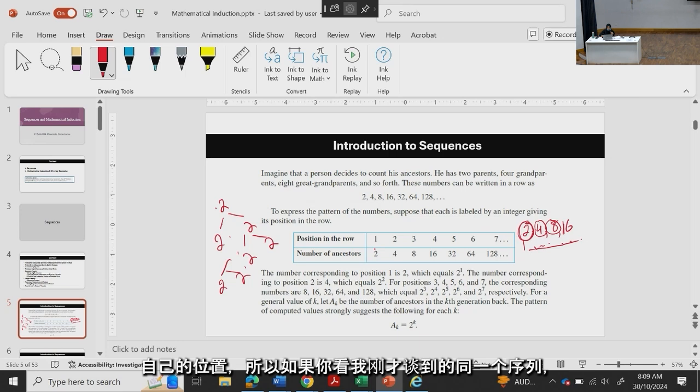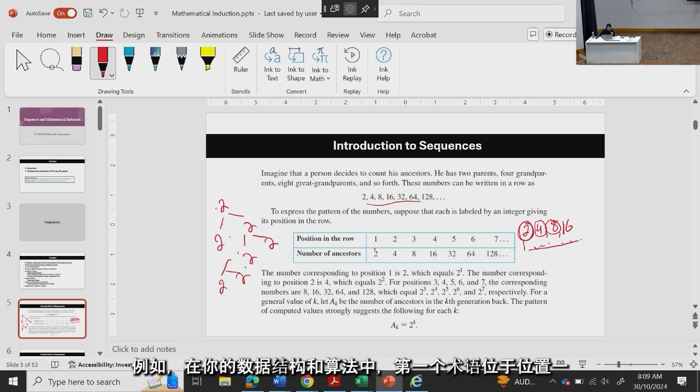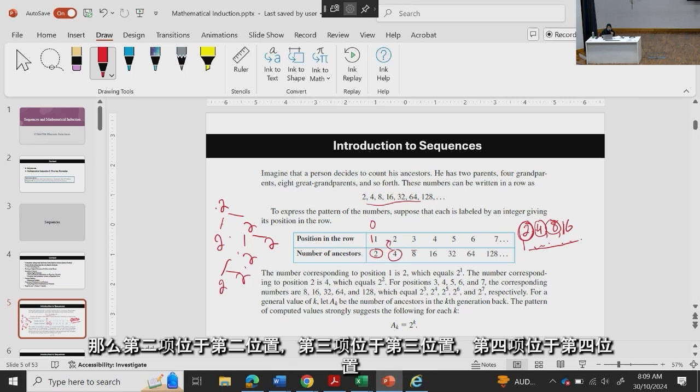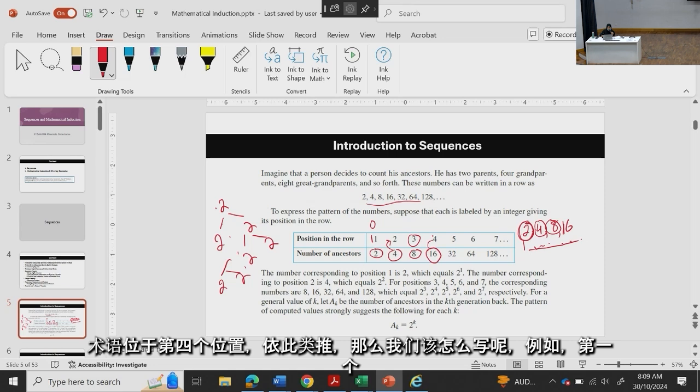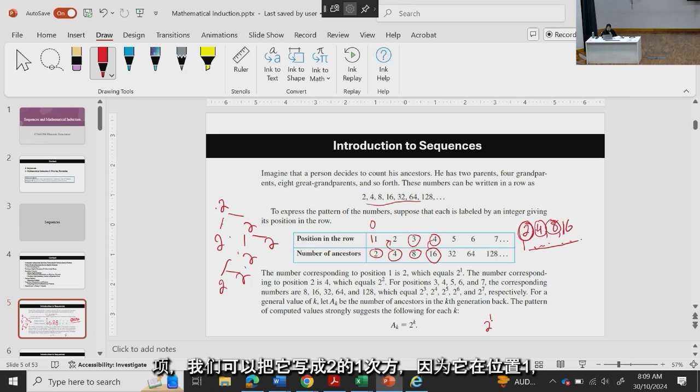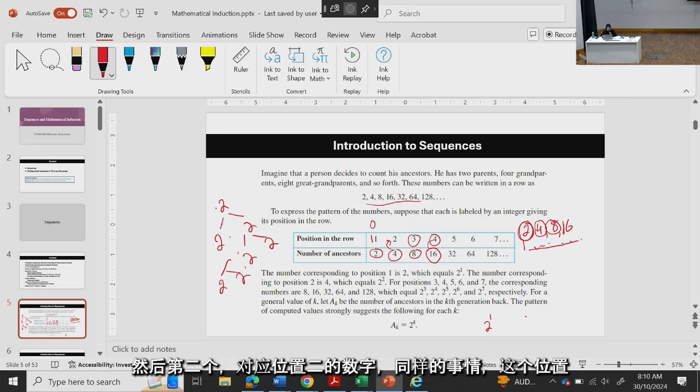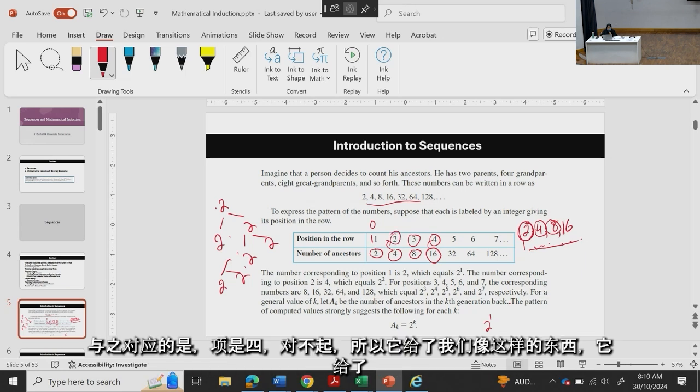So let's say if we look at the same sequence that I just talked about, for example, this first term is at position 1. In your data structures and algorithms, you will start your position from 0. Okay, so it's similar to that. So then the second term, it's at position 2. Third term, it's at position 3. Fourth term, it's at position 4. And so on. So how can we write it? For example, the first term, we can write it as 2 to the power 1, okay, because it's at position 1. And then the second one, the number corresponding to position 2, the term is 4. Sorry.